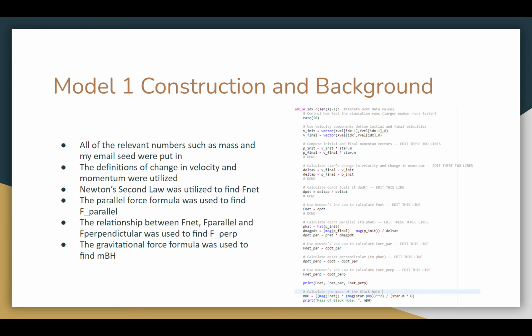And from there, we knew that the only net force acting on the object, or the star, was gravity, right? So we could set F net equal to big G times m1 times m2 over r squared. And by simplifying that out, we found that the mass of the black hole, or m2, is equal to F net times r squared, or the star's position squared, divided by the mass of the star times big G. And yeah, that was it.